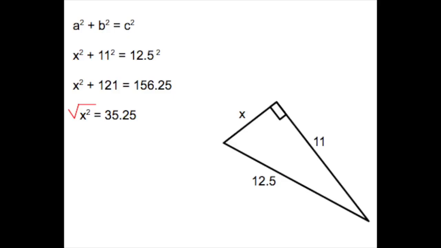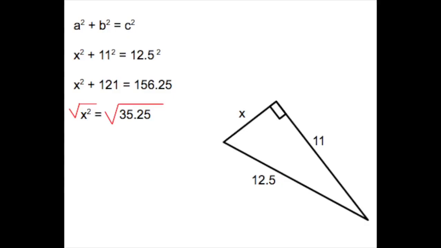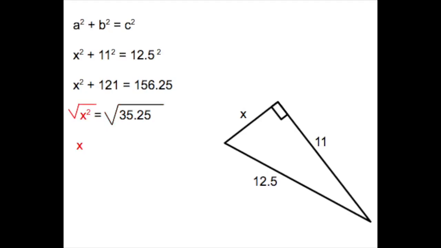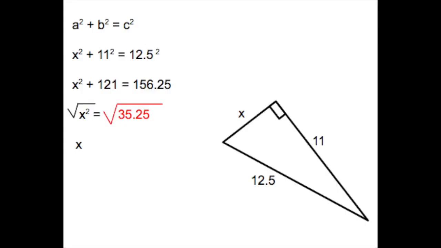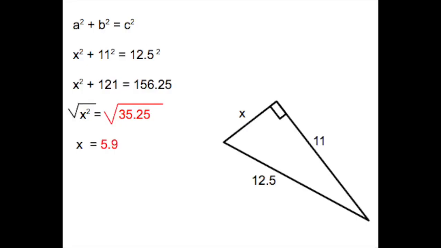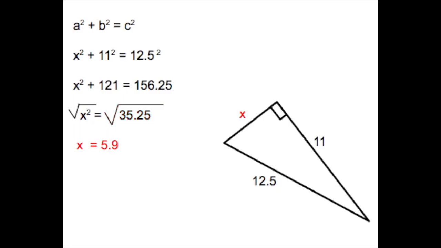Now, to undo the square, we will square root the left side. What we do to one side of an equation, we must also do to the other side of the equation. Simplifying the left side of the equation, the square root of x squared is x. And on the right side, the square root of 35.25 is approximately 5.9. So, x equals 5.9. So the missing measure for the other leg is 5.9.